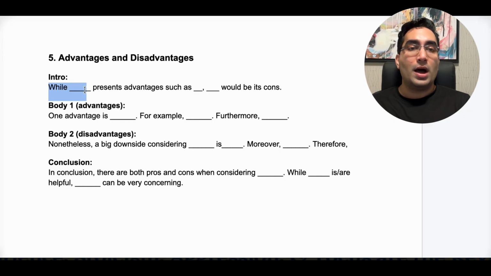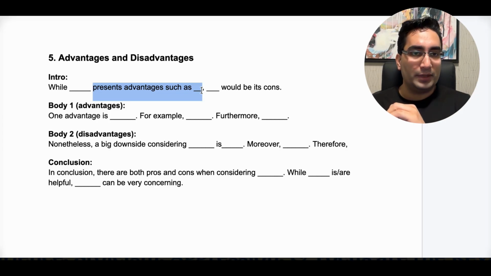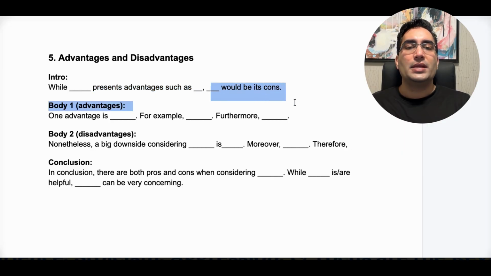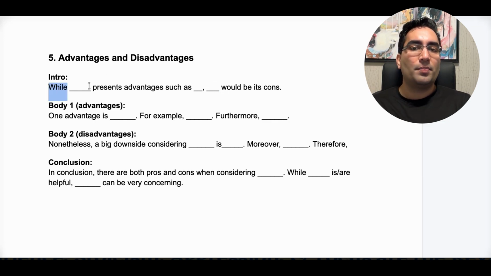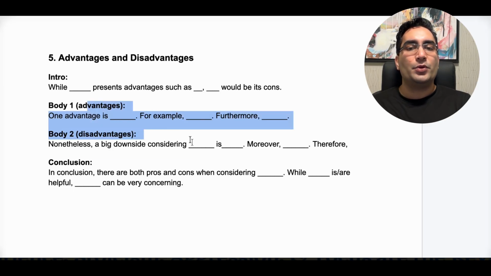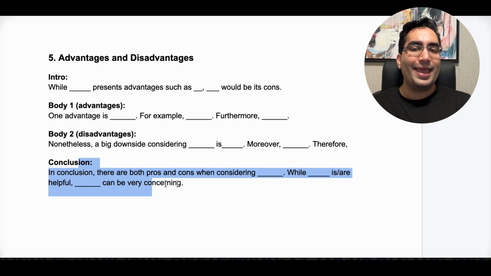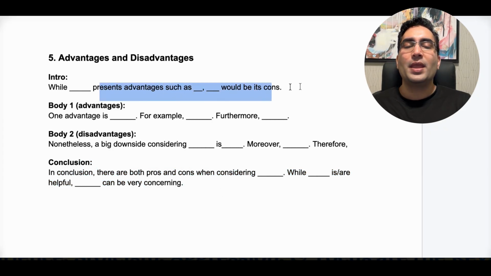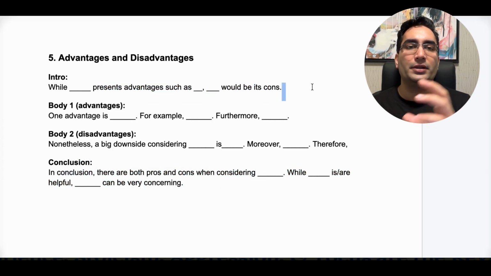It starts with while. While this topic, whatever the topic is, presents advantages such as, put 2 advantages here briefly, such as this and this. This and this would be its cons, and this part would be 2 disadvantages. So right away in one sentence, which is a complex sentence, you mention the advantages and disadvantages, you elaborate them here, and then you conclude at the end, which is rephrasing the intro, and this shows a perfect coherent structure.